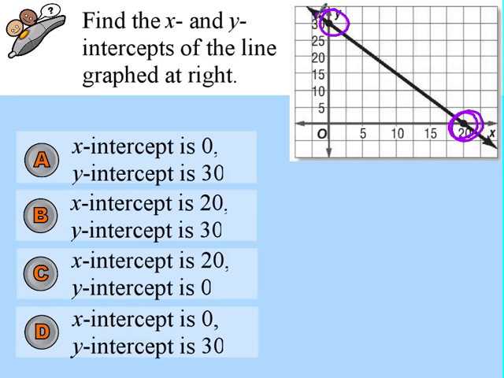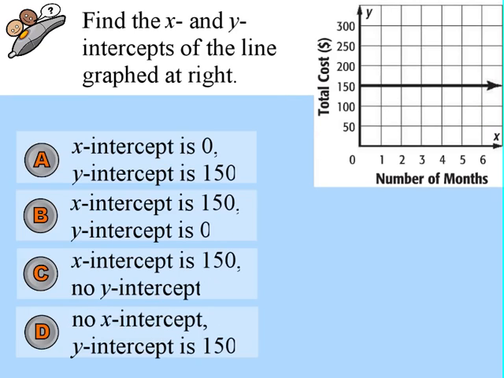All right, 0 has no points. So let's go ahead and look at, find the x and y intercepts of the line graphed at the right. Okay, so you're looking for where it intersects the x and the y axis.